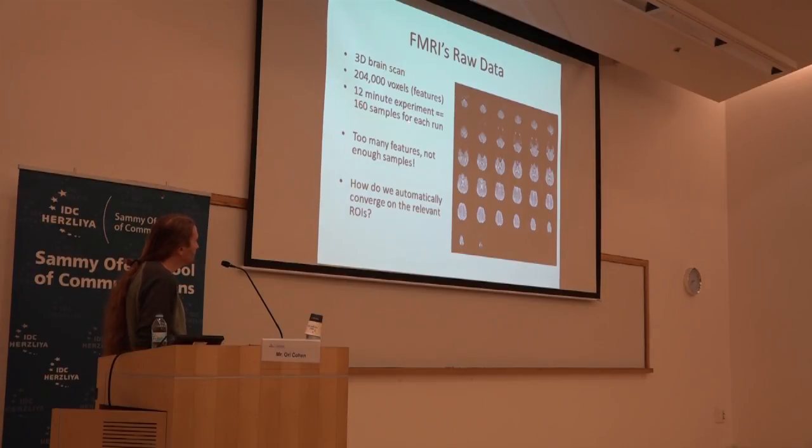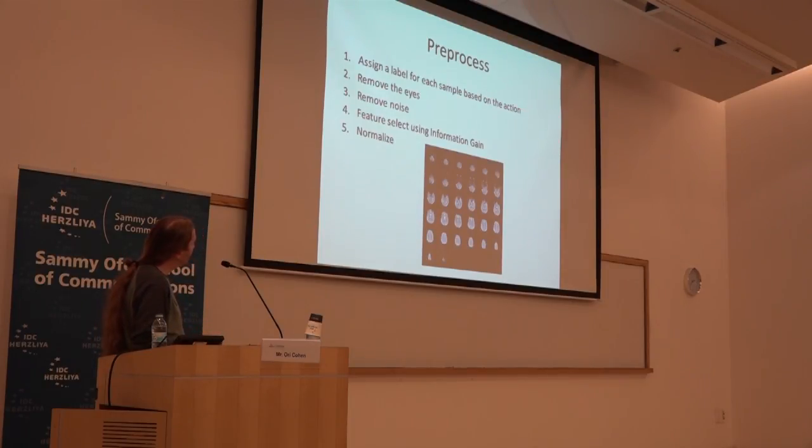In a complete experiment, in which we have about 4 to 5 training sessions, we have only 160 samples. So in the world of machine learning, we have too many features and not enough samples. What we want to do is to converge automatically on all the relevant ROIs, regions of interest in the brain. We don't want to use the noise, the black areas. We don't want to use the eyes. We just want to use the relevant brain areas that correlate with the task at hand.